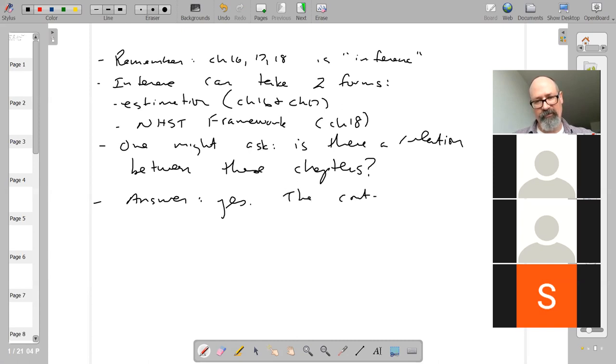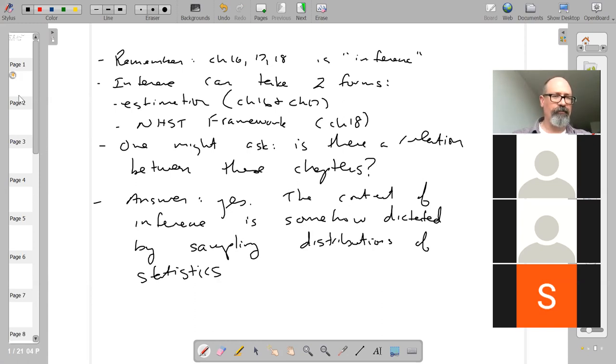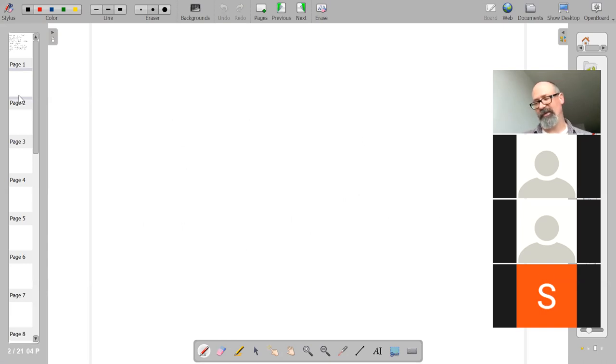The content of inference is somehow dictated by sampling distributions of statistics. And so to summarize where we're at with that, if you've followed the conversation, or if the conversation is making sense to you at this point, if the words make sense and you have a sense of what I'm about to say, I would say that you're in pretty good shape for the course.